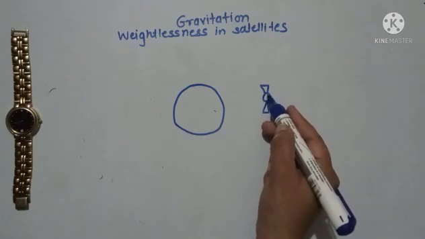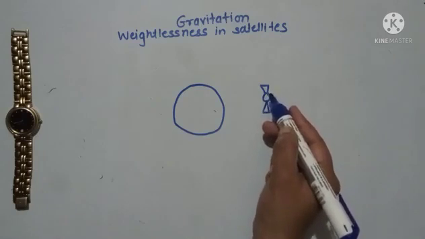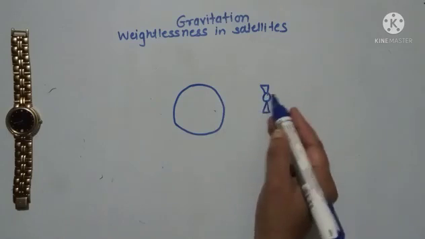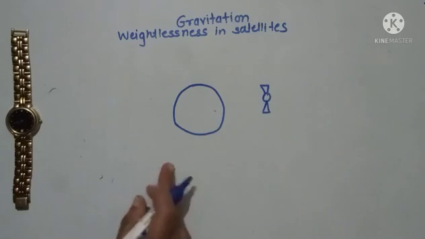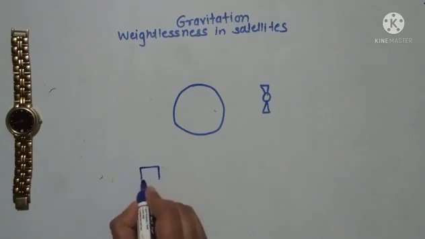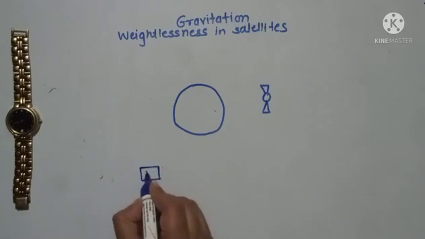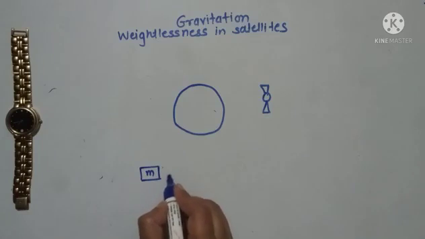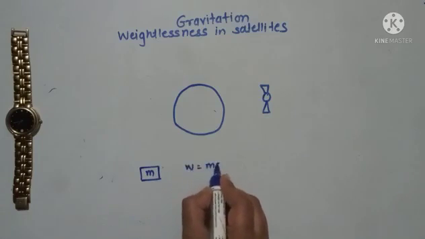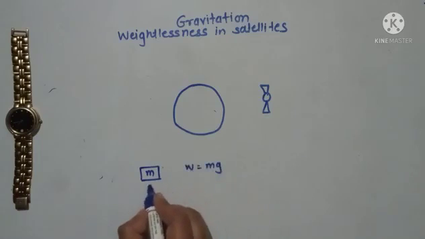If there is any object in the satellite, that object can feel weightlessness. Now what is meant by this weightlessness? We generally measure our weight. Suppose this is a block of mass m, so we call its weight mg. W is equal to mg, and this weight is always acting vertically downwards.